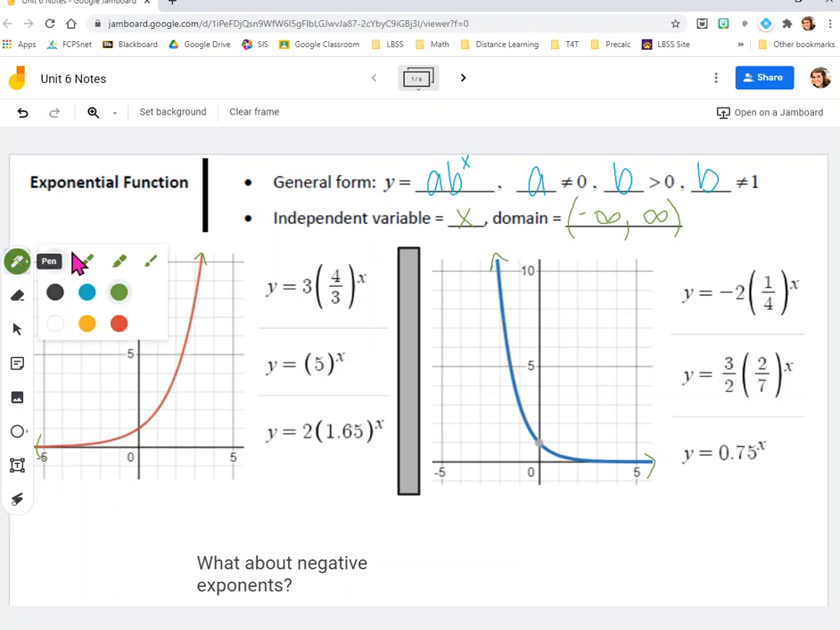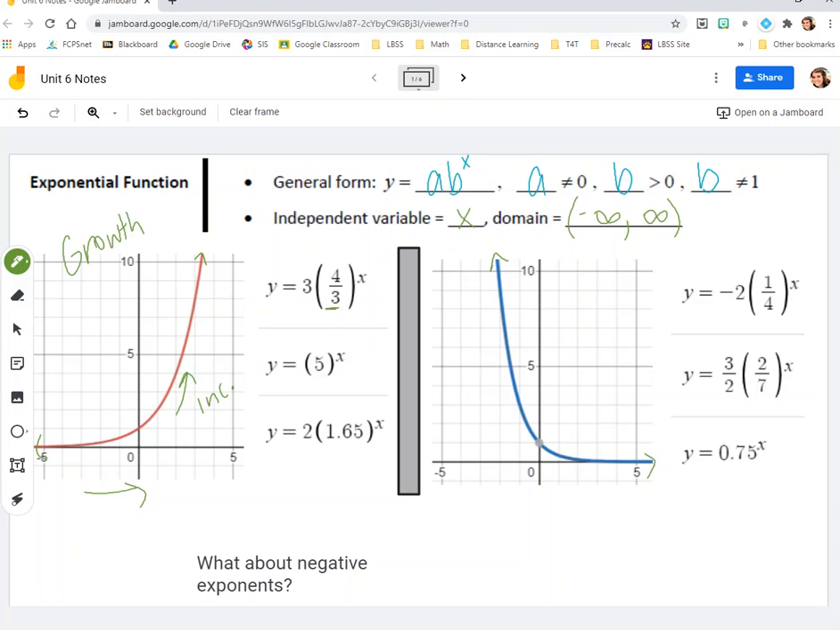So these exponential functions are categorized as either growth or decay. So over here, we'll see this as an example of growth, because as we move from the left to the right of the graph, this is an increasing graph. So the increasing shows us that it's growth. All of these examples of these equations are also growth.